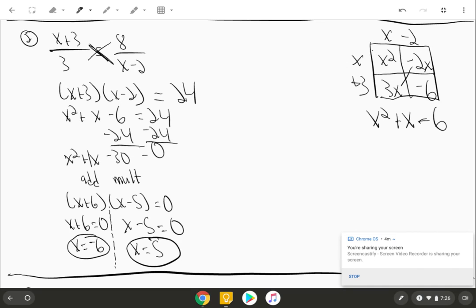So to recap in this example, I cross-multiplied. When I cross-multiplied, I ended up with a quadratic. So I had to rewrite it so that it was set equal to 0. And in this case, I chose to factor and ended up with solutions of x equals negative 6 and x equals positive 5.